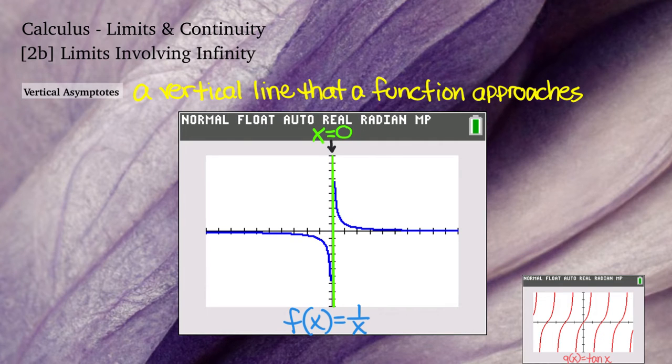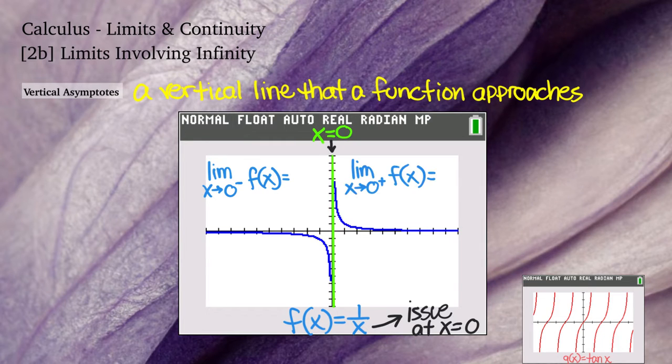Well, before we even look at the graph of the function 1 over x, we should know that there's an issue when x equals 0. f of 0 is undefined, so let's use limits to figure out what's happening. We can take the limit as x approaches 0 from the left side of 1 over x, then compare it to the limit as x approaches 0 from the right side of 1 over x. We can use a table or a graph to conclude that the left-hand limit is negative infinity, and the right-hand limit as x approaches 0 from the right side is positive infinity.